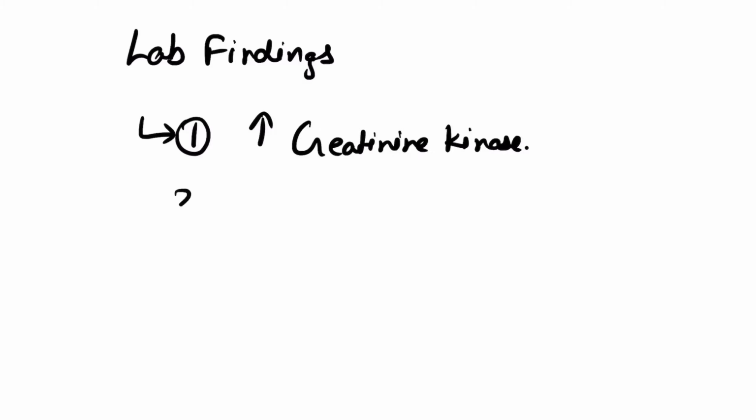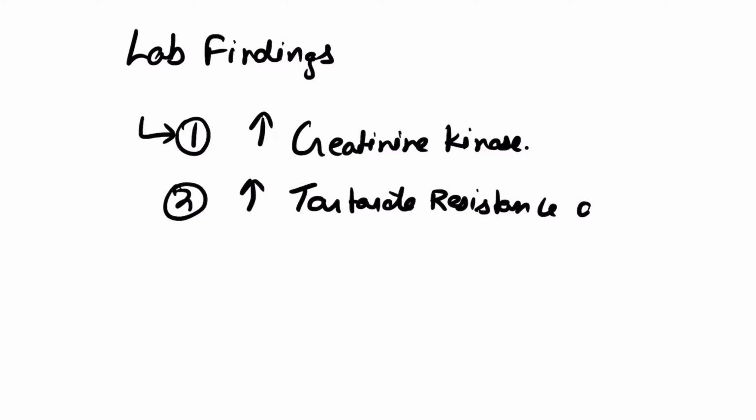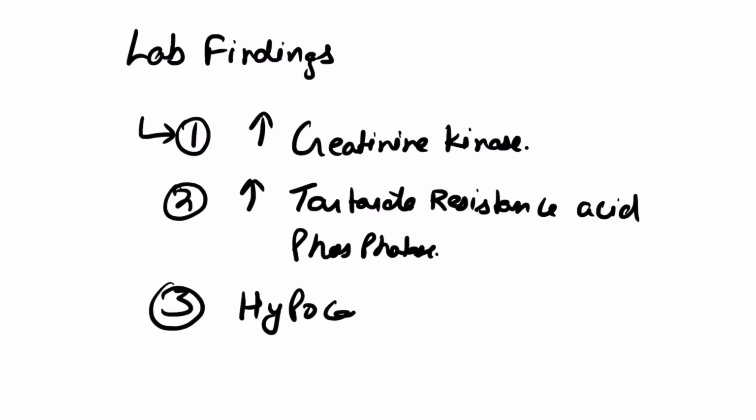Now we'll see lab findings in osteopetrosis. First of all, there will be increased creatine kinase, and second one will be increased tartrate-resistant acid phosphatase. And third, there will be hypocalcemia. Now, why will there be hypocalcemia? Because for formation of the bone, the body needs calcium.